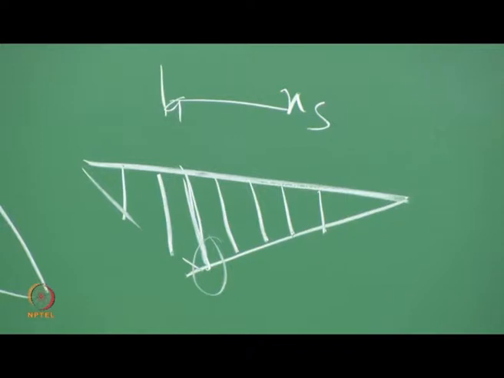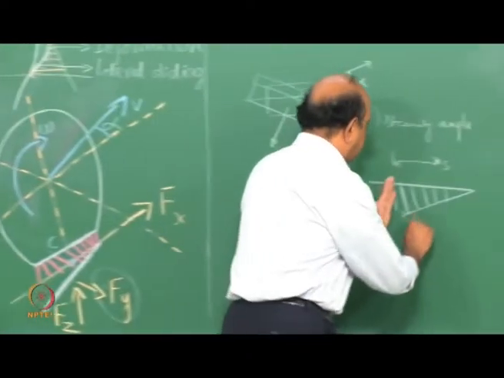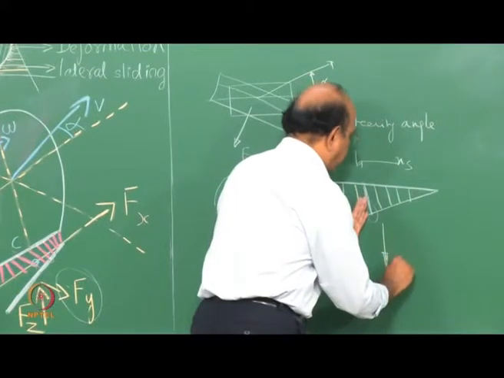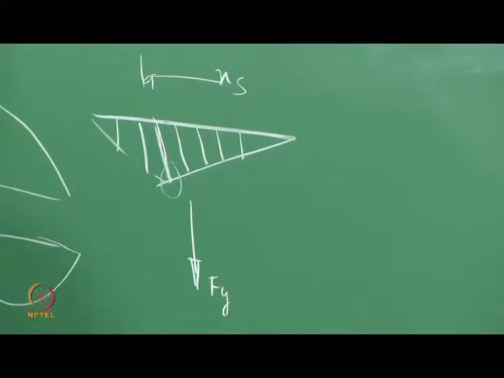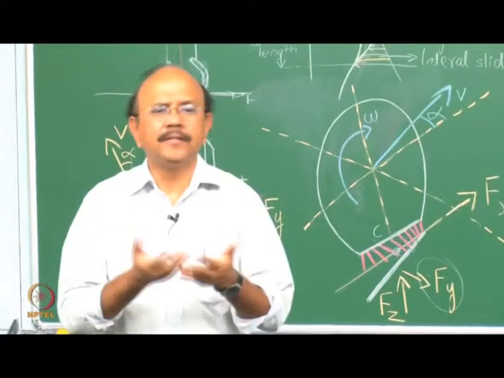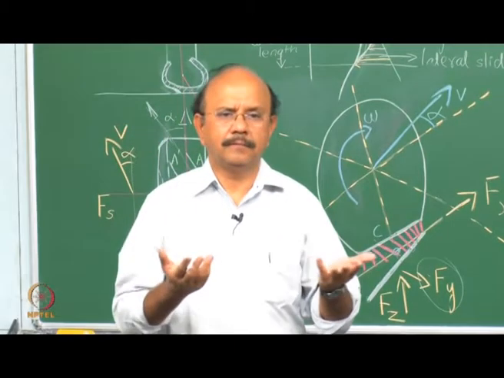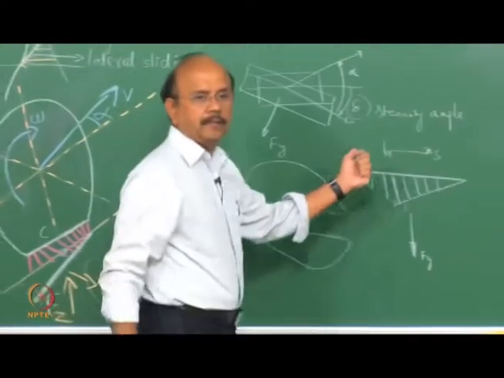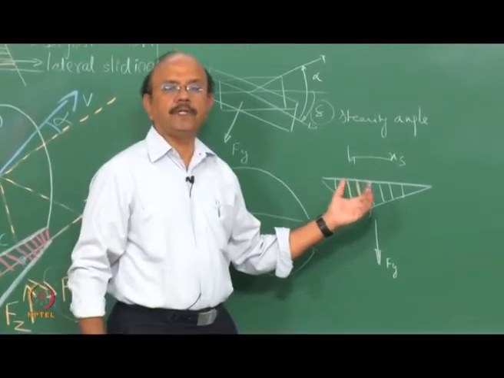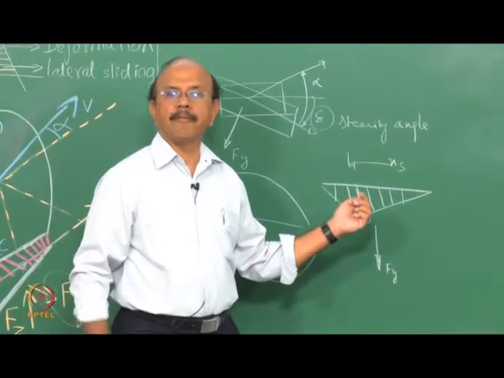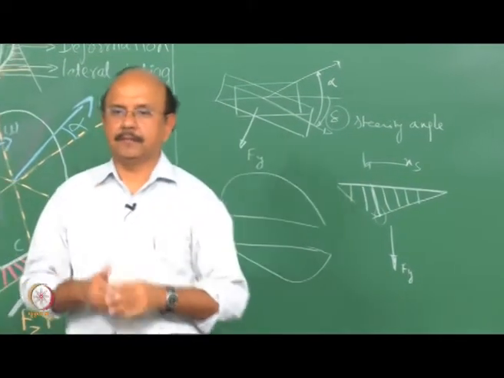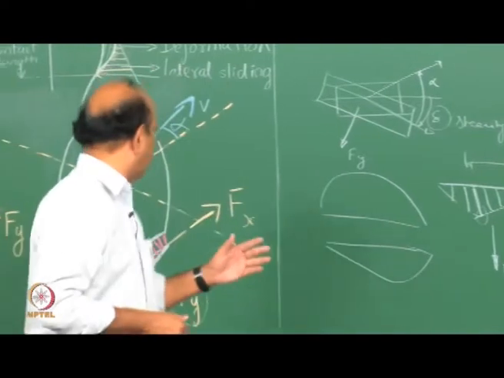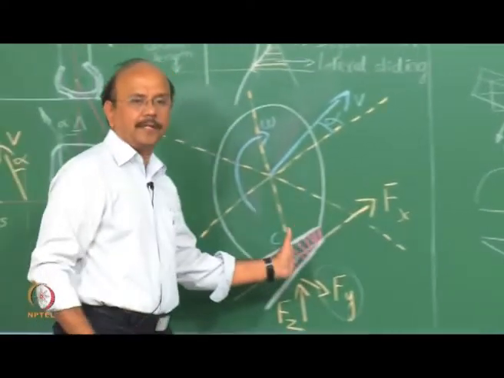In other words, the development of Fy is not symmetric. How do I get Fy? Integrate this. It is the sum total of these pulling forces. And obviously, this pulling is not symmetric about the center. The pulling is less in the front, and the pulling is more as I come down.